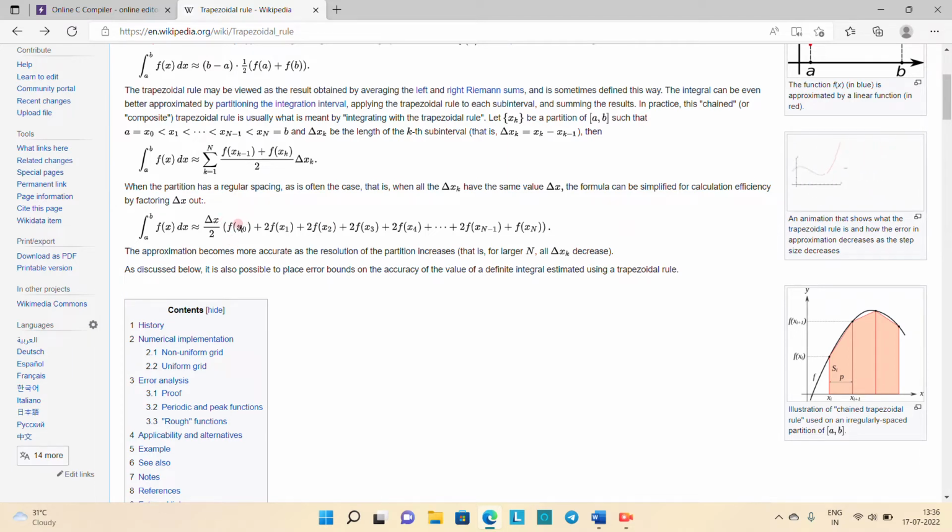Width by 2, the function value at the lower limit, plus the function value at the upper limit, plus 2 into, if you take 2 common here, f of x1 plus f of x2 plus f of x3 till f of xn minus 1. So leaving a and b, what is the function value at the other intervals, into 2? Okay, is that clear? Is that very much clear?